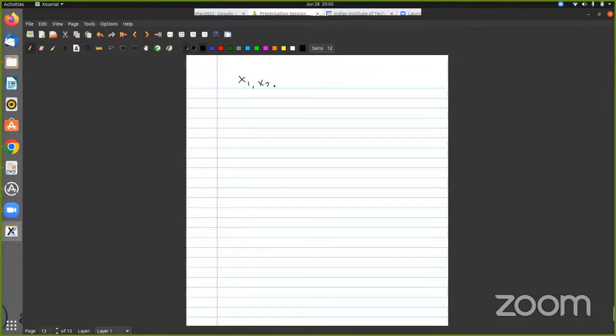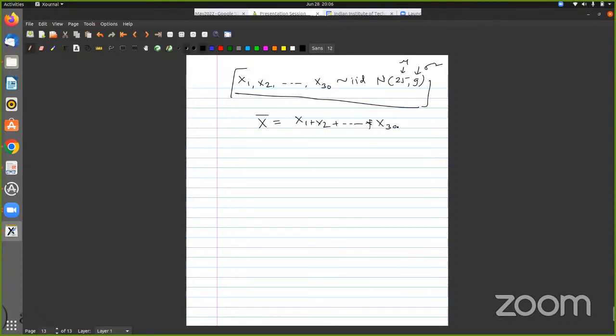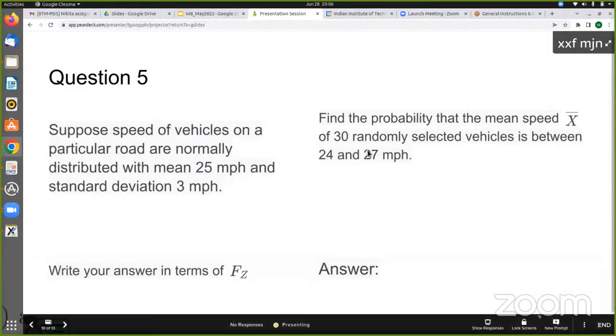So my x1, x2 to x30 are IID x. IID x is IID normal 25, 9, right? This is mu equal to 25 and sigma square equal to 9. And this x bar is the sample mean, x1 plus x2 up to x30 divided by 30. Now what is the question?